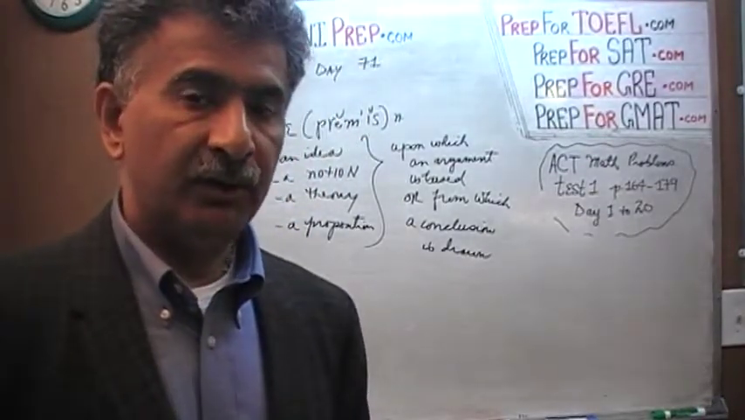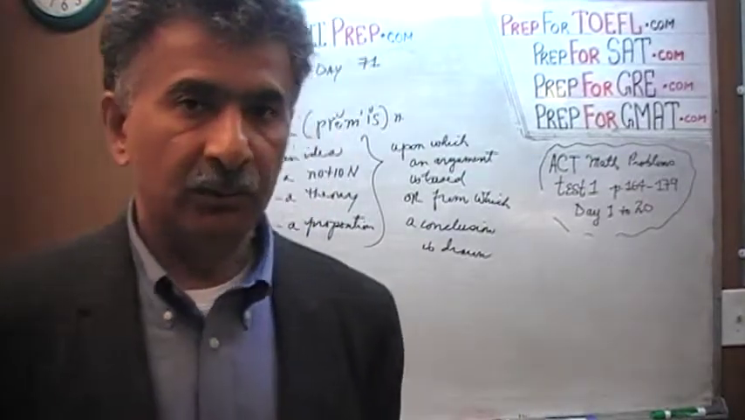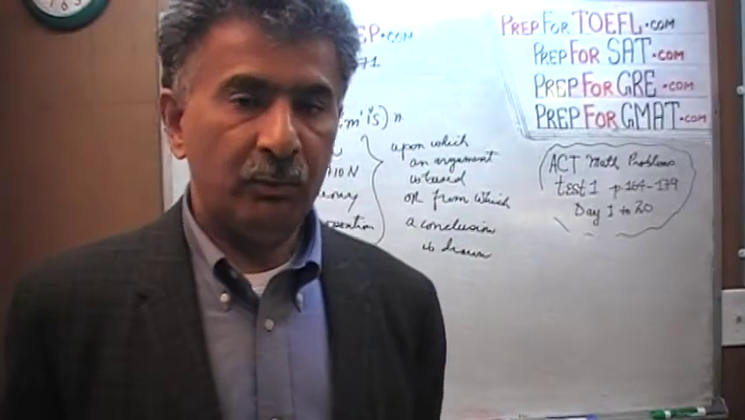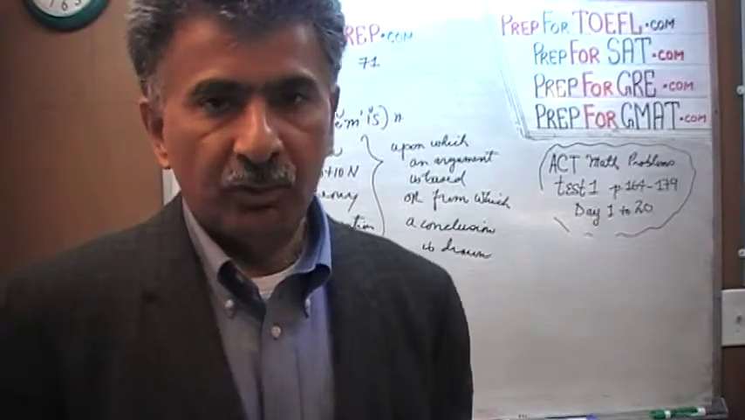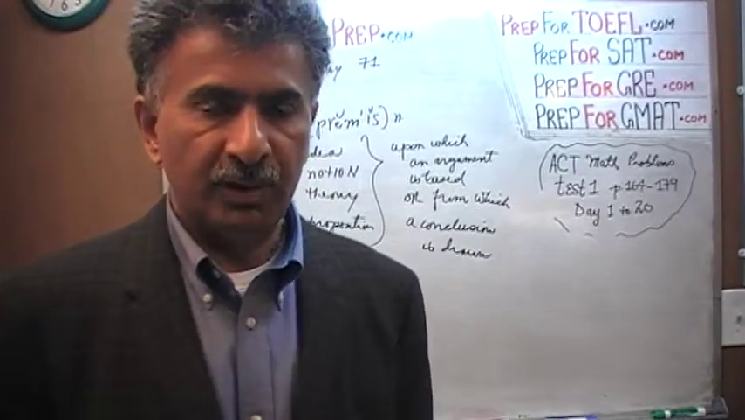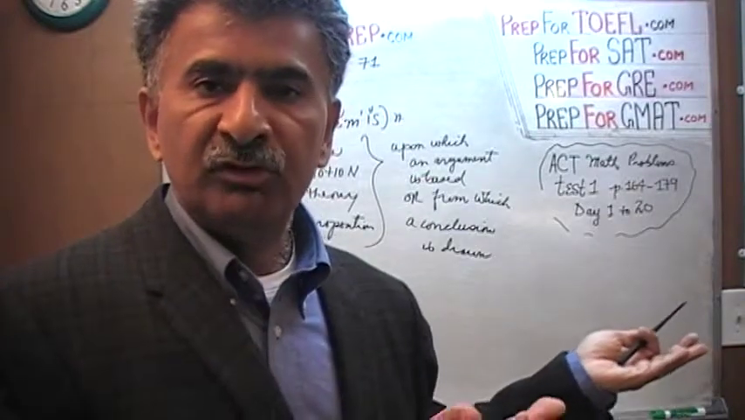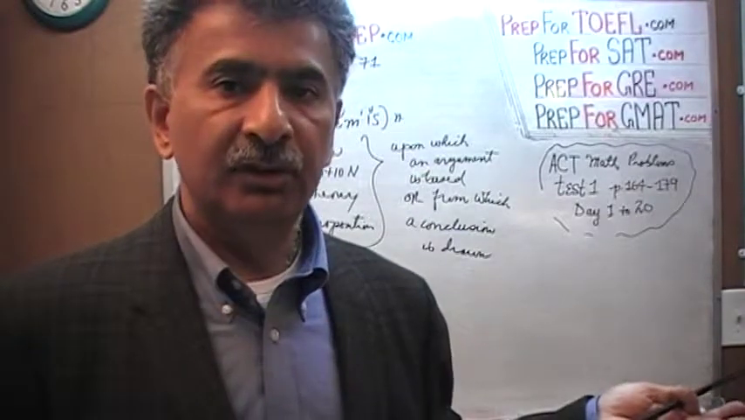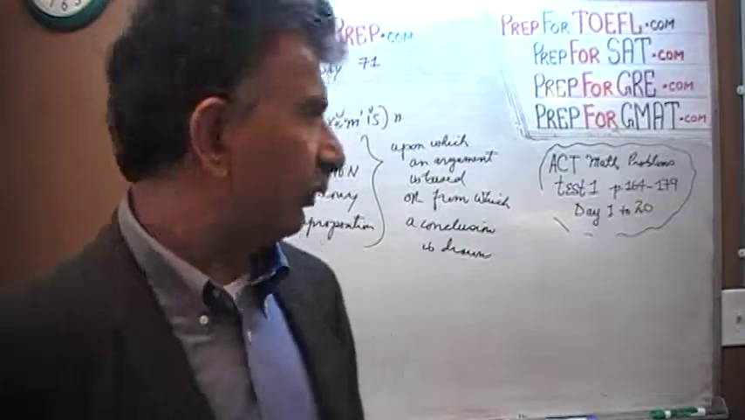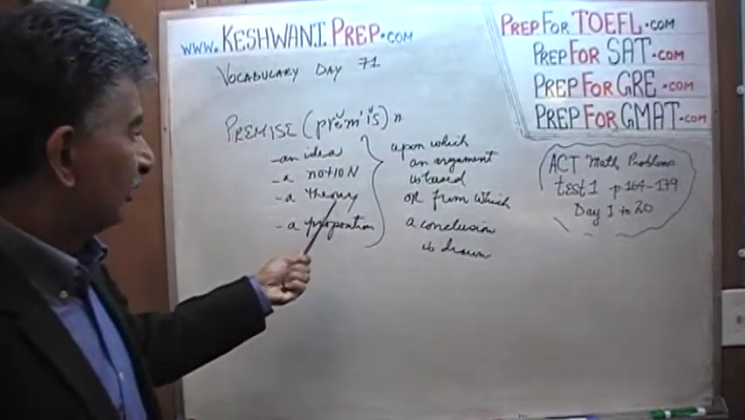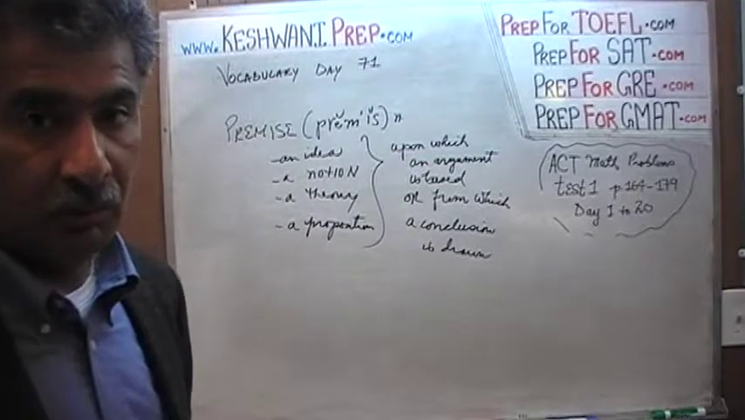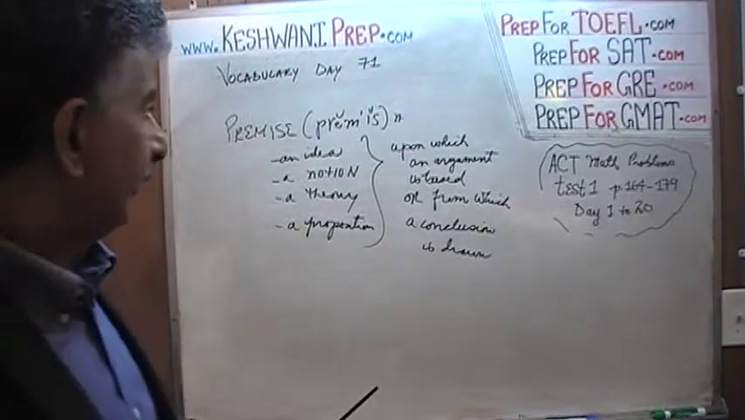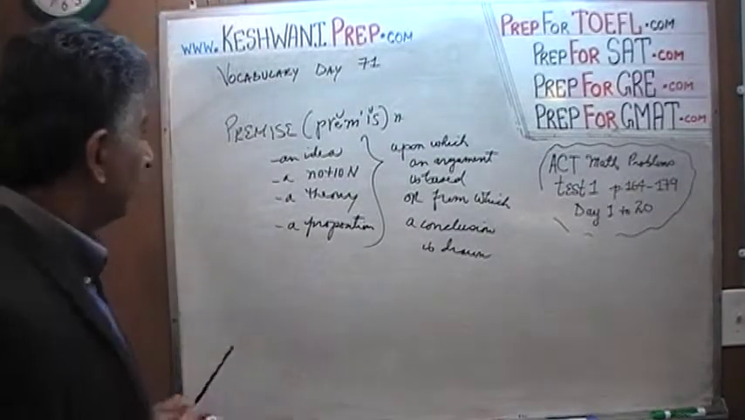So if someone tells you that your whole premise is wrong, what they're telling you is that what you're assuming to start out with, that assumption itself, is wrong. So you can't draw this conclusion here. Your conclusion obviously wouldn't make any sense, because your starting point, your premise, is wrong. The idea, the notion, the theory, the proposition that you begin with is not correct. So of course the conclusion that you're going to draw is going to be wrong. It's called a premise.